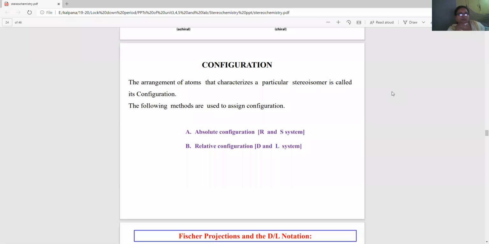Greetings to everyone. So today's class we are going to discuss configurations and symmetry. So configuration.